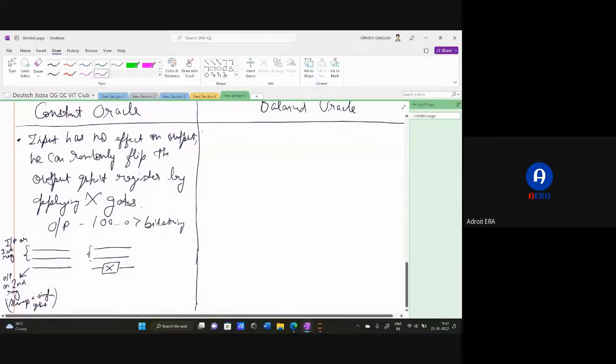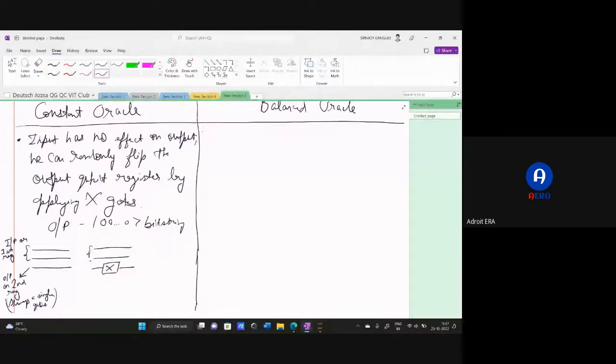Now, what about the balanced oracle? This is also very similar to the Deutsch algorithm case. Compare these oracles which I'm drawing with the oracles you have drawn in your notebook for the Deutsch algorithm. Then it will give you more conceptual clarity, because conceptual clarity is important for studying any subject. This is not only about maths or science. Even for any other subject, conceptual clarity is what you should always focus on.